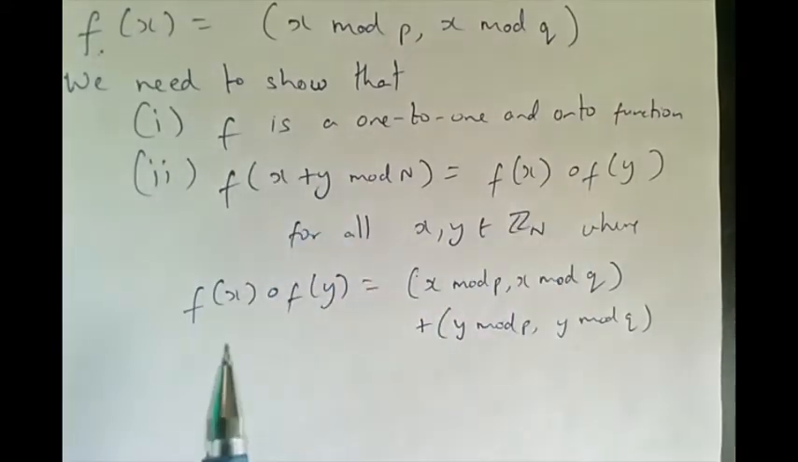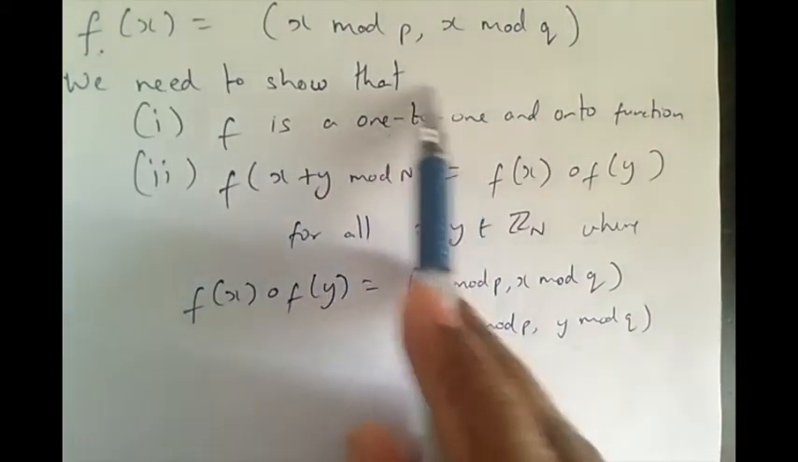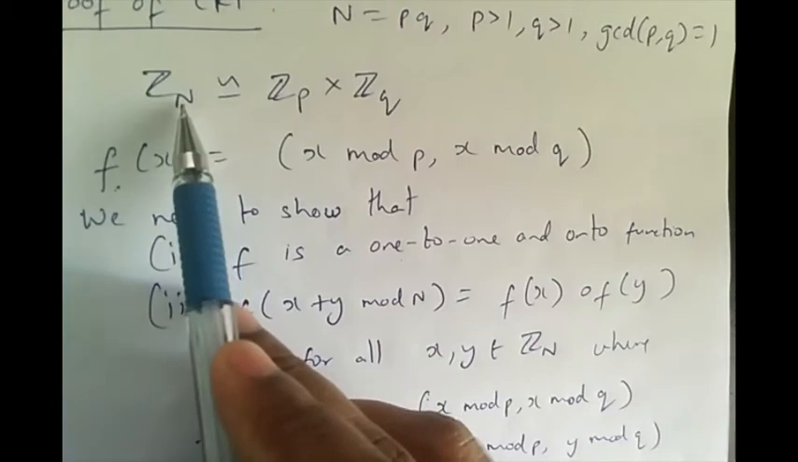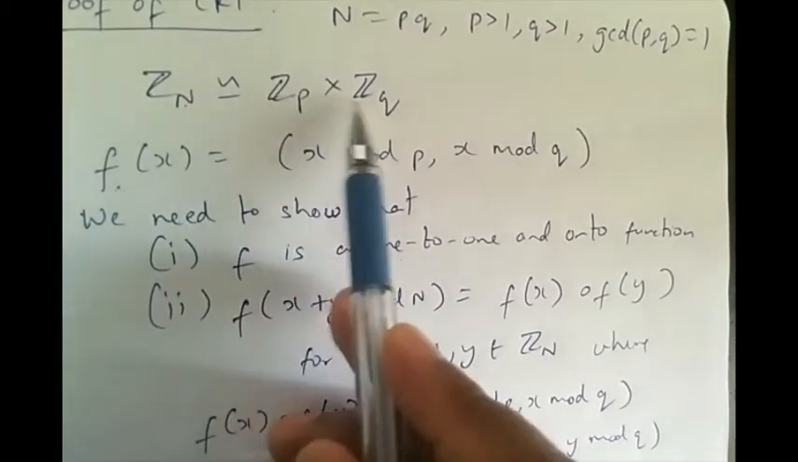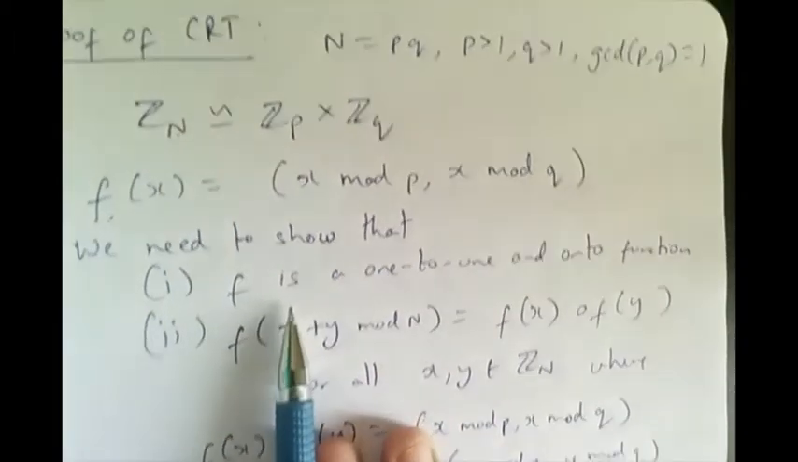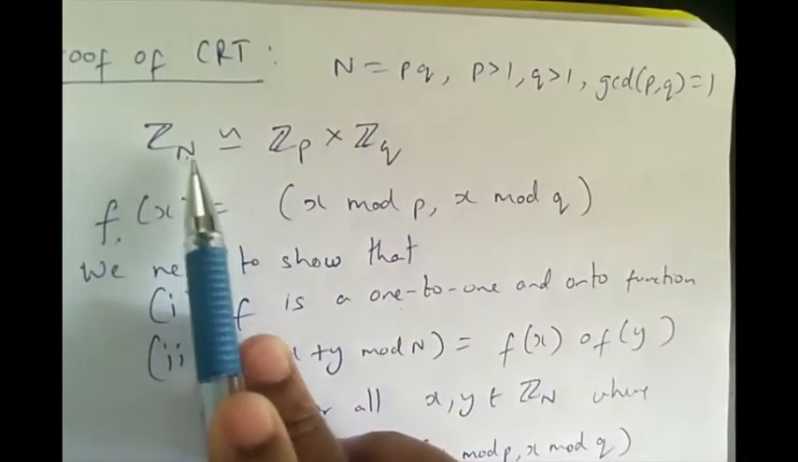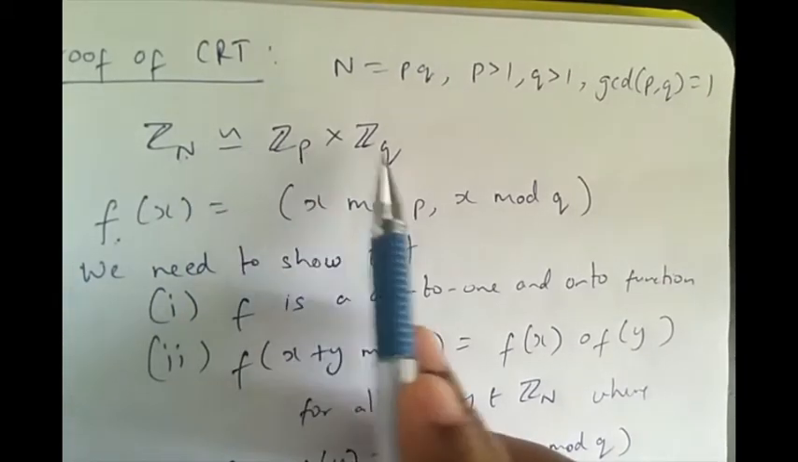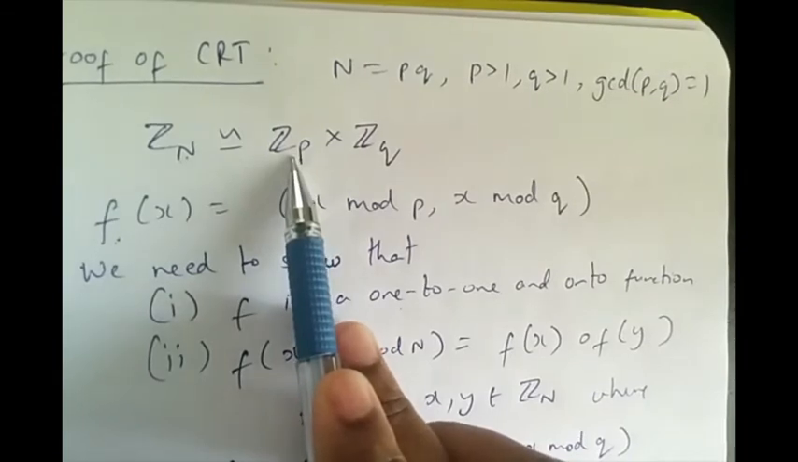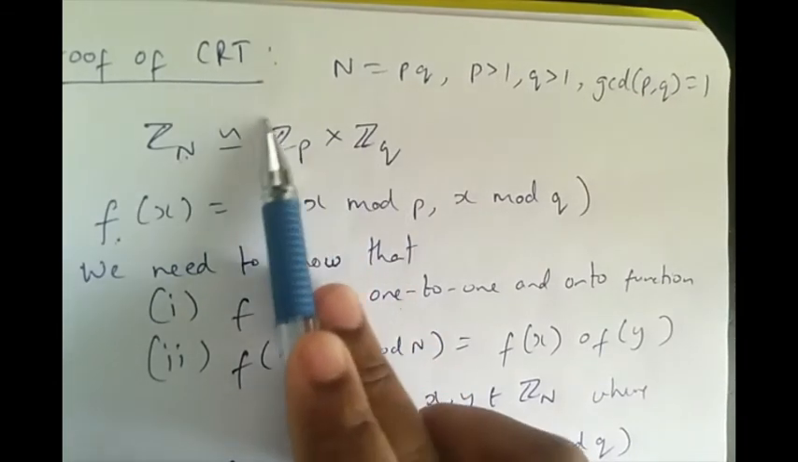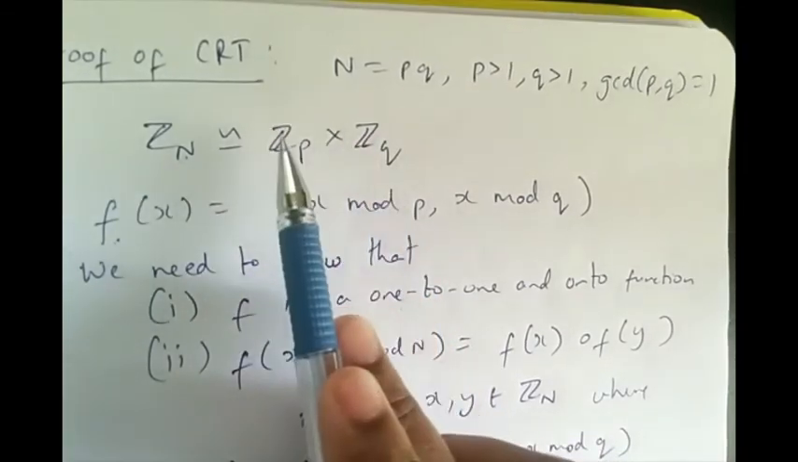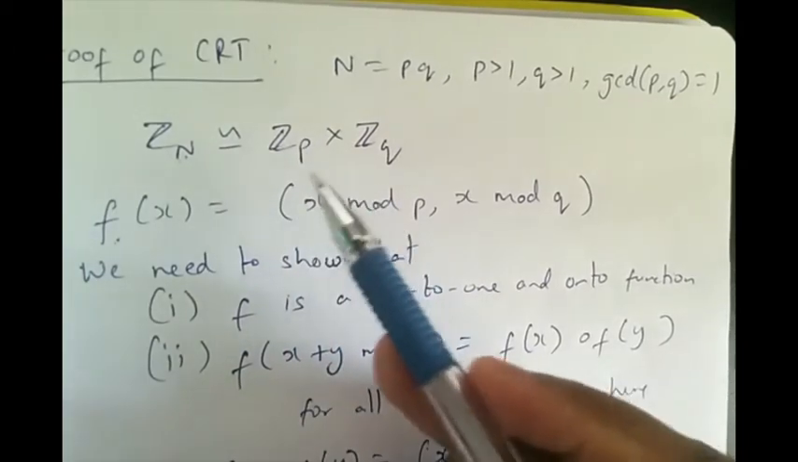So let's do this. f is a 1-to-1 and onto function. To prove that it is 1-to-1 and onto, we'll only prove that it is 1-to-1, and we'll argue that the domain and the codomain have the same cardinality. So n is equal to pq. The domain has cardinality n, and the codomain has cardinality p times q, because these are the integers 0 to p minus 1, these are the integers 0 to q minus 1. So there are p elements in this and q elements in this. So it's a Cartesian product. The codomain also has cardinality n, or p times q.